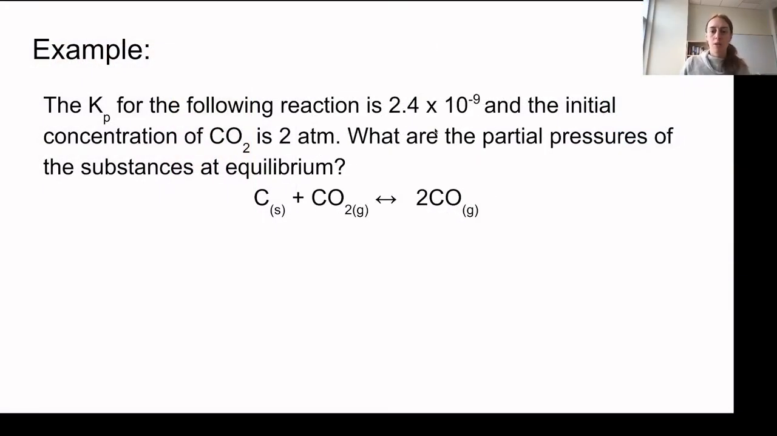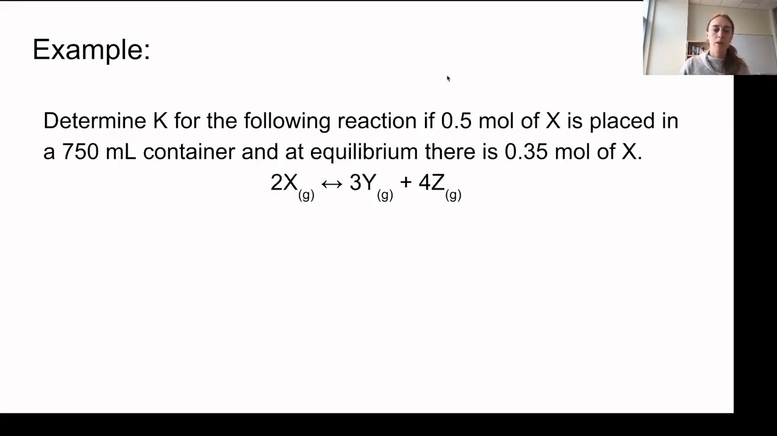So last example, solving for K instead of concentrations. In this case, we want to determine K for the following reaction if we have 0.5 moles of X placed in a 750 milliliter container, and at equilibrium there is 3.5 moles of X. So given this reaction, 2X yields 3Y plus 4Z. So let's dive in.